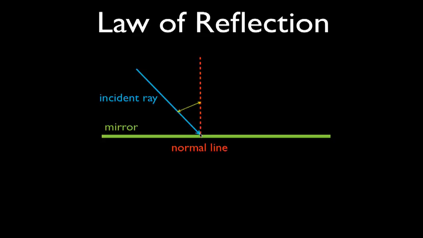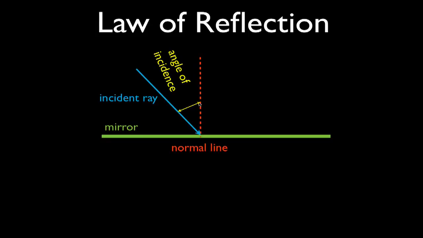Then the next thing we have is this angle right here. This is a very special angle. It is between the normal line and the incident ray, so we call it the angle of incidence. You'll notice it is measured from the normal line to the ray, not from the mirror to the ray.